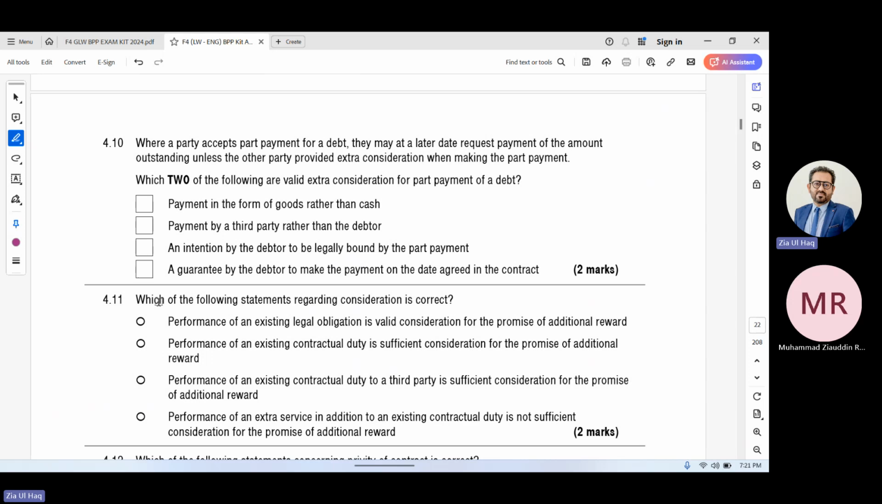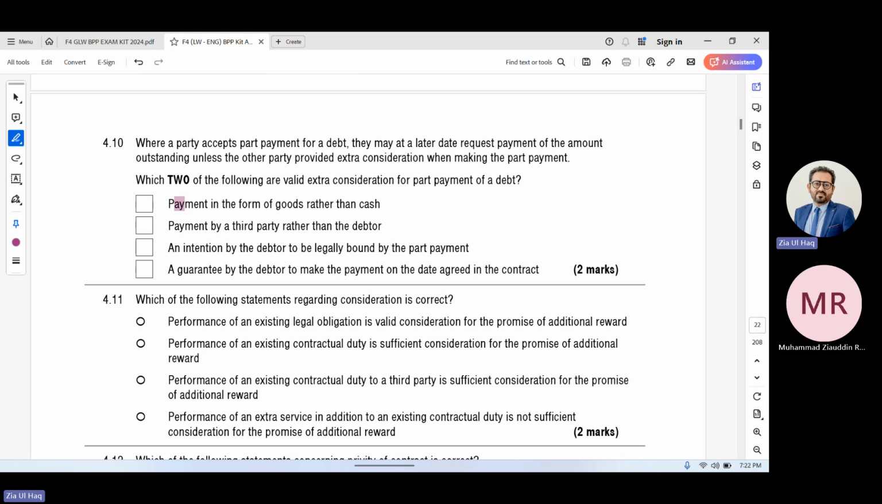Where a party accepts part payment for a debt, they may at a later date request payment of the amount outstanding unless the other party provided extra consideration when making the part payment. Which two of the following are valid extra consideration for part payment of a debt? Payment in the form of goods rather than cash. Yes, instead of cash, give me the goods that I needed. So in that case, part payment is acceptable.